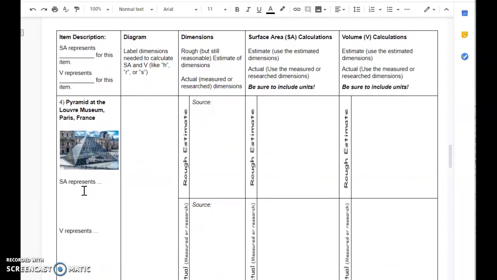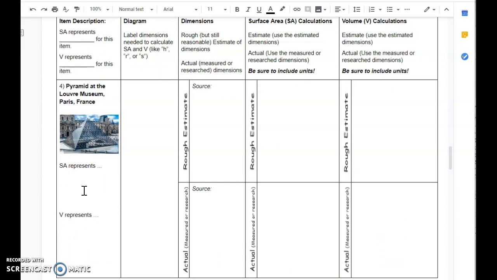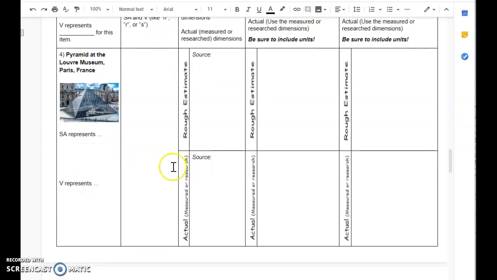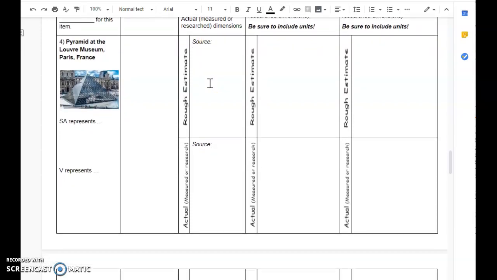The fourth problem is the pyramid at the Louvre Museum, Paris in France. That's pretty cool research. You can make sure you put in the link for the research, as well as you can put in some estimate as to how big you think it is based on pictures or whatever.